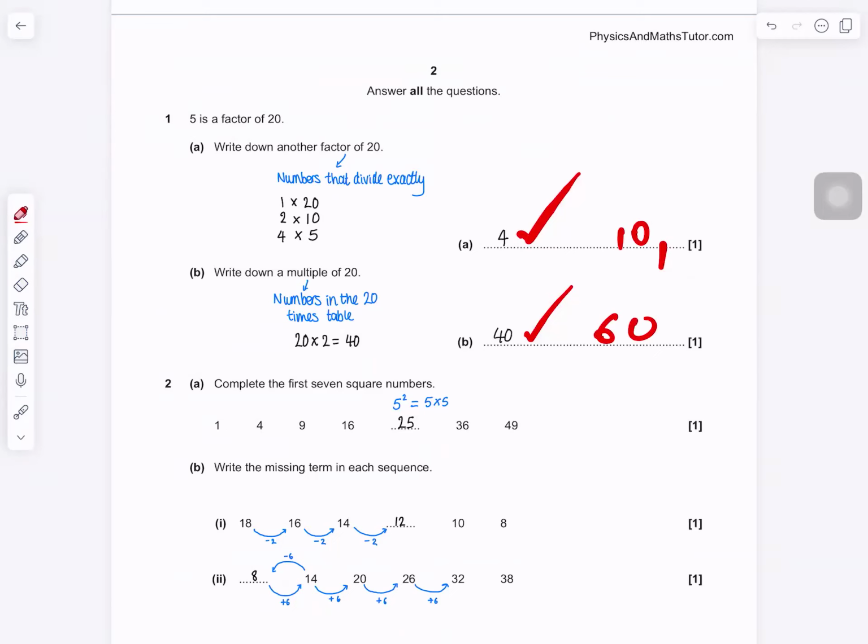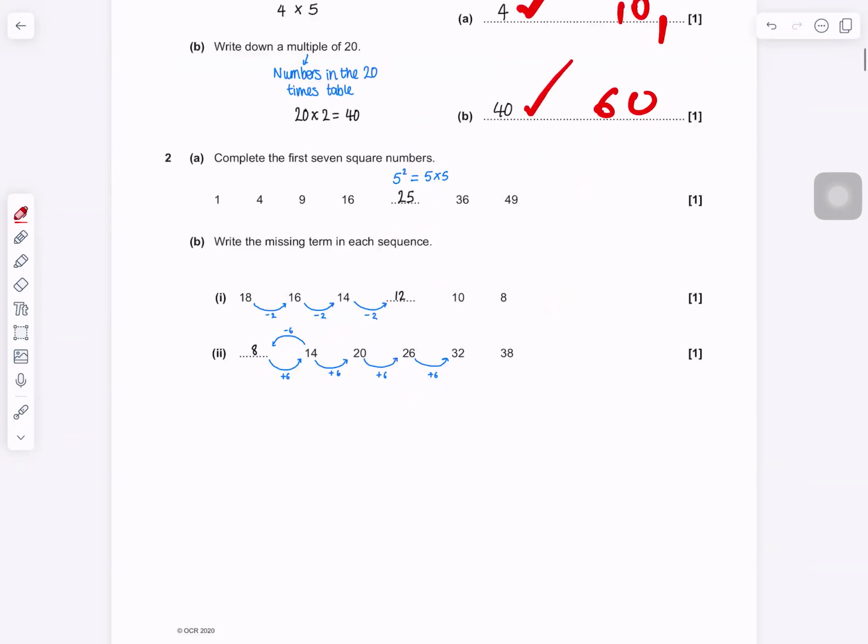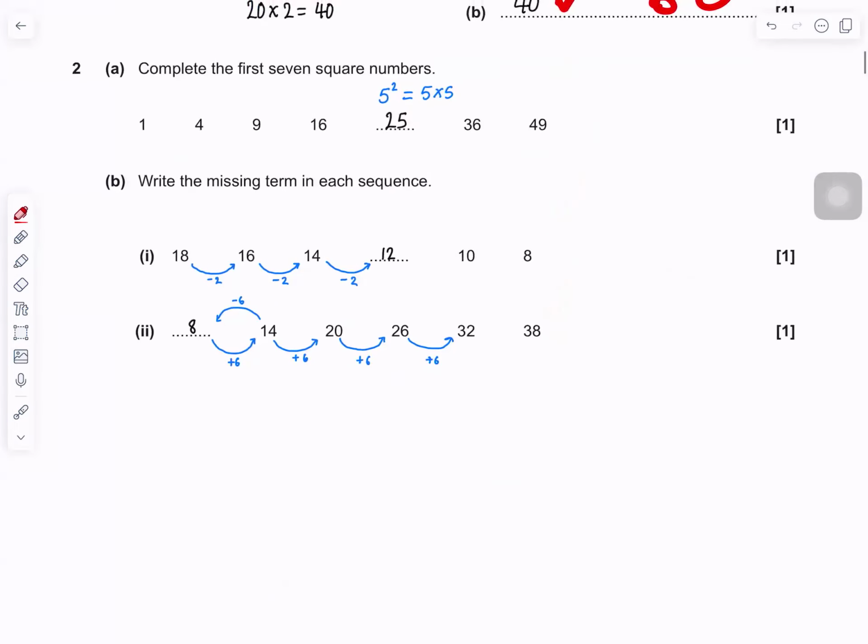Number 2, complete the first 7 square numbers. The missing one is 25. 25. Okay. Part B, write the missing term in each sequence.